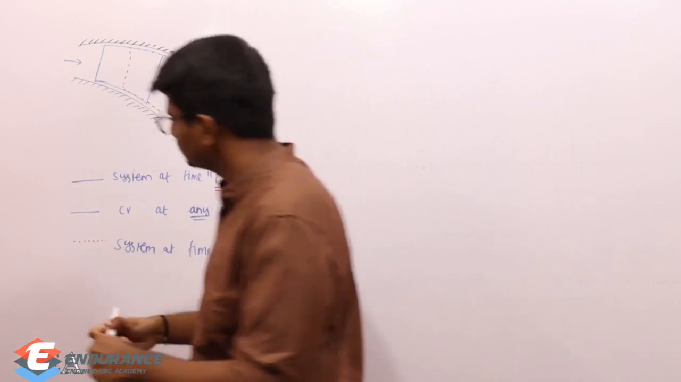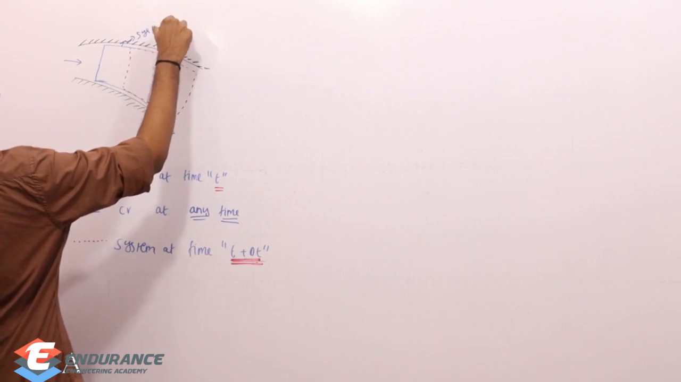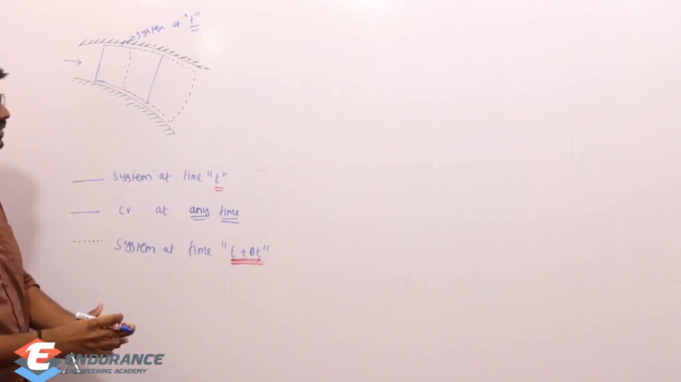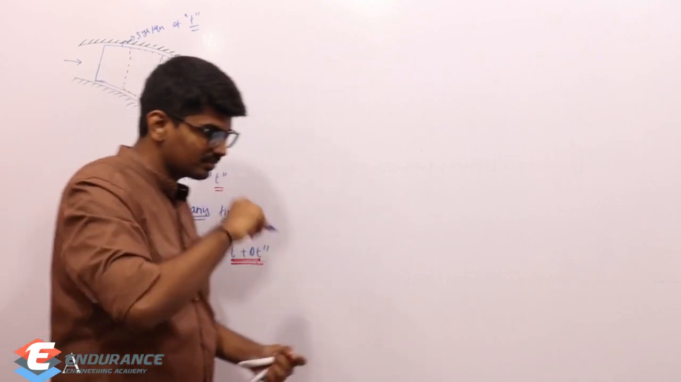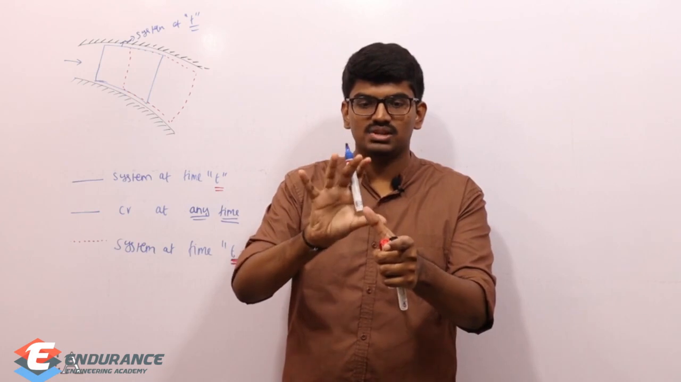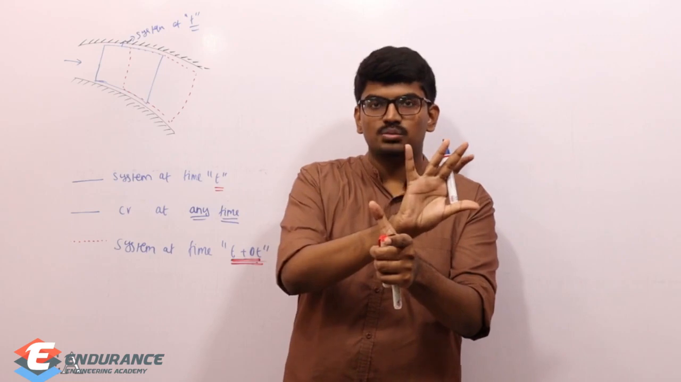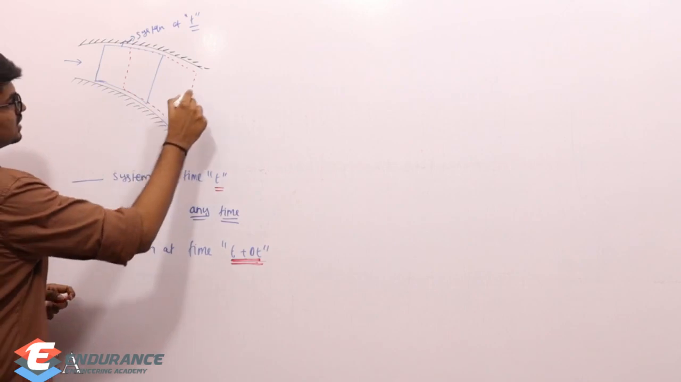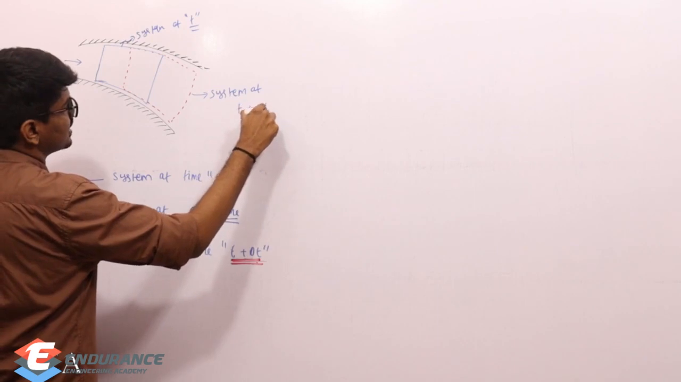So this is the system at t, and the control volume is superimposed, or merging, with the system at time t, but the control volume will remain the same for all time. It's something like this: the control volume is fixed, the system is moving, and the system is exactly merging with the control volume at time t. When time increases by delta t, the system is further moving, but the control volume will still remain at the same place. Right, so this is the system at t plus delta t.